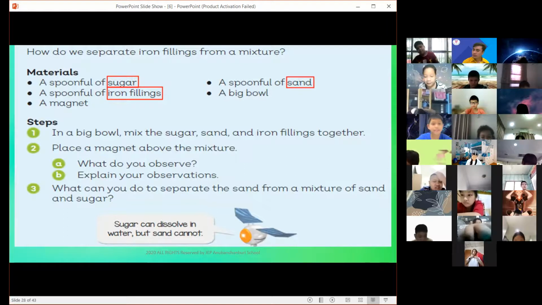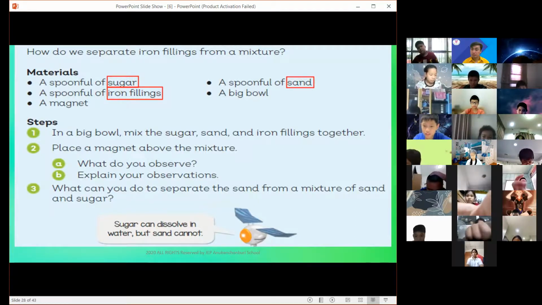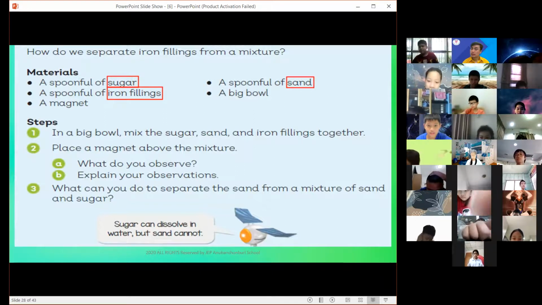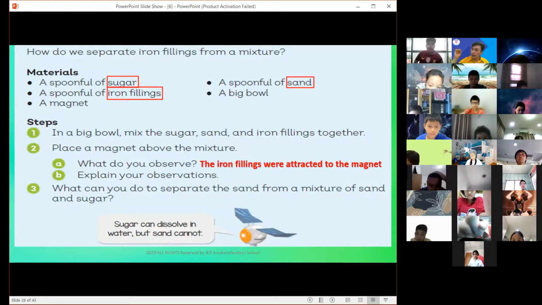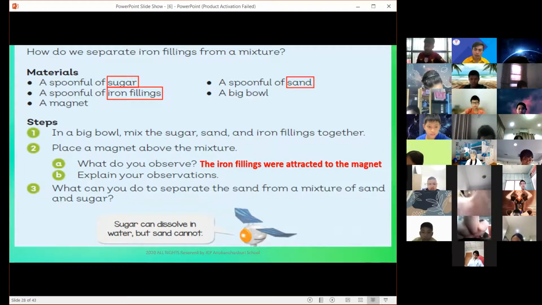The iron filling is separate. The iron fillings will be separated. Why is it separated? Because the magnet attracts them. Okay, the best answer there is: the iron fillings were attracted to the magnet. If we talk about magnets, we use the word attracted.